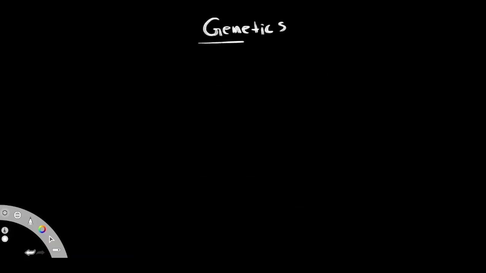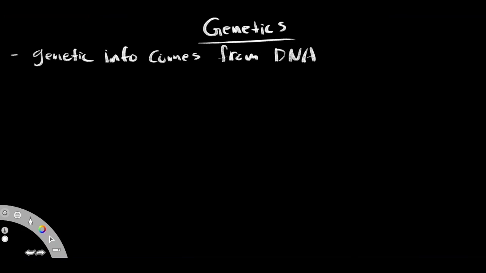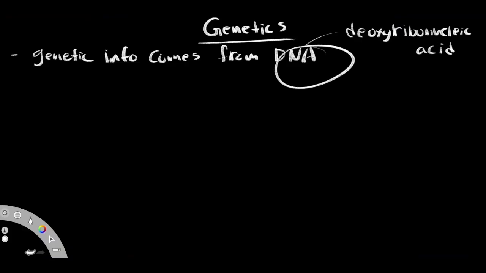Well, to understand genetics, you need to understand where this genetic information comes from. Of course, genetic info comes from DNA. This should be pretty common knowledge, right? So DNA is also known as deoxyribonucleic acid. And each DNA molecule is made up of hundreds of thousands of chemical subunits that make up the instructions.